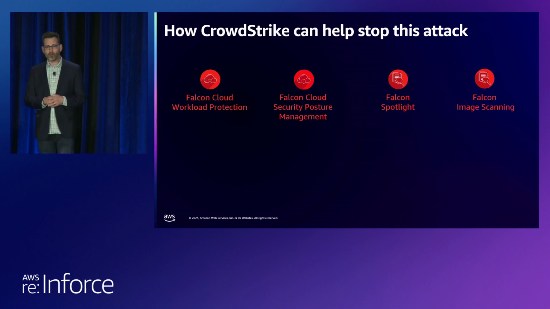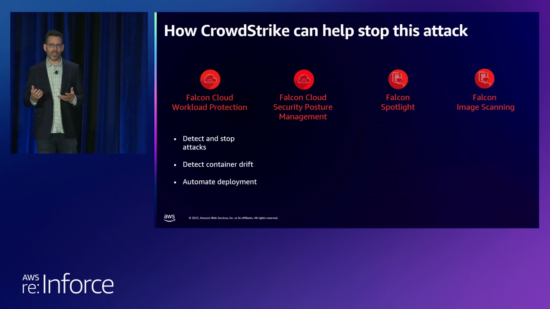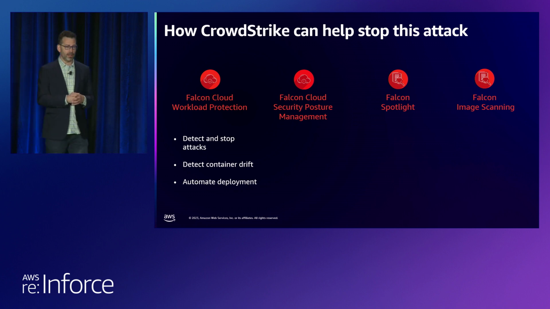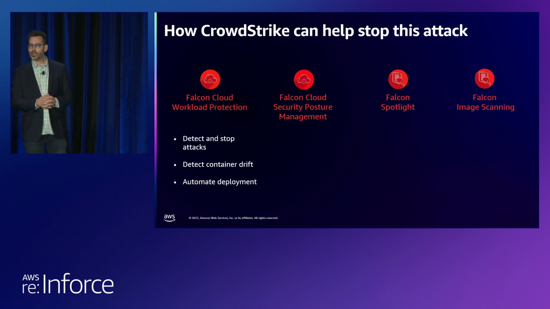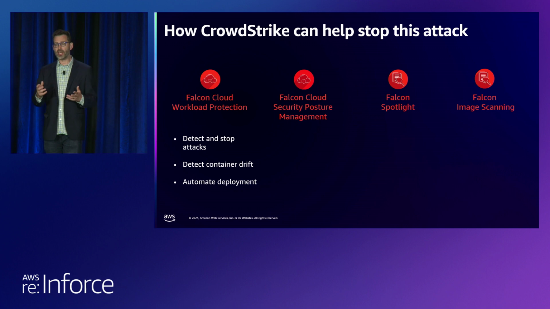So CrowdStrike provides multiple tools to help you with those specific risks. Falcon Cloud Workload Protection is our sensor-based runtime protection. It not only provides that telemetry stream and the additional visibility, it gives you insight into the vulnerabilities in the OS and packages that are on the OS. In the case of containerized workloads, it can detect container drift. I mentioned before, hardened AMI images and immutable container images.